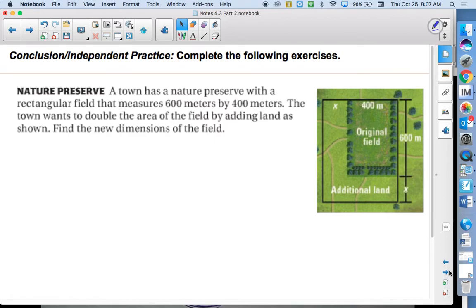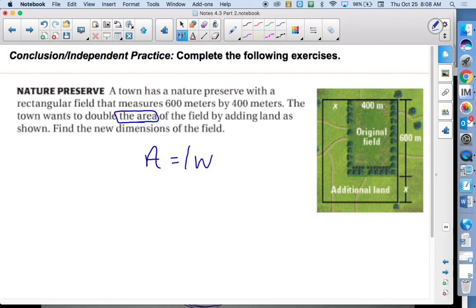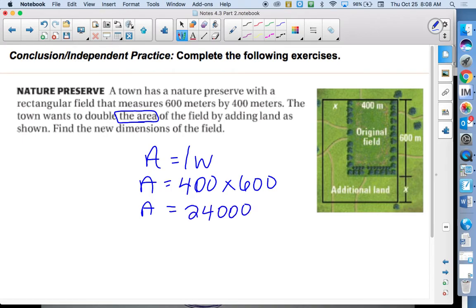If we want to double the area, a little bit of geometry, how do you find area of a rectangle? Julian? Yeah, area is equal to length times width. So Julian, what's the area currently that we have of this nature preserve? 400 times 600. So currently it's 400 times 600, which is 240,000. And this would be meters squared. That's the current space, which seems like a pretty big space. But we want to double that area. We want to make it even bigger. And to do that, we want to double it by adding extra space to the length, adding extra space to the width.